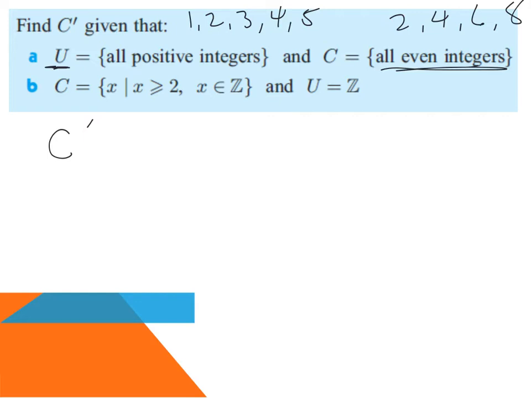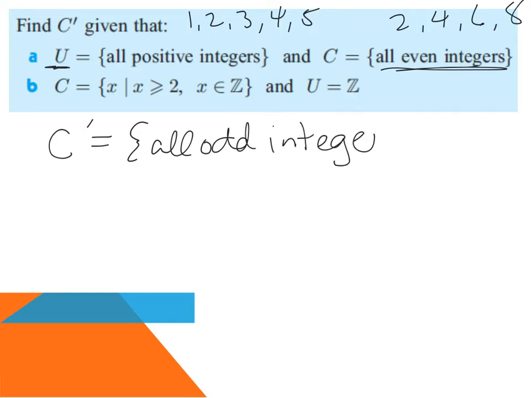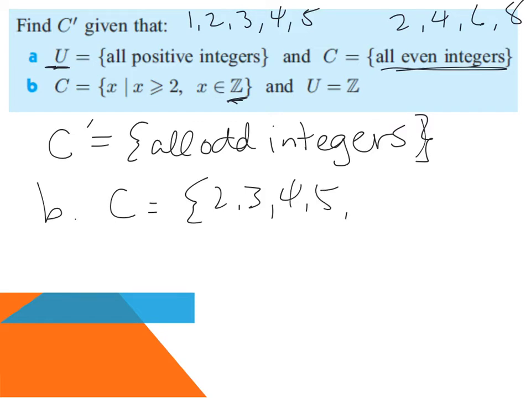universal set is all positive integers and set C is all even integers, then the complement of C has to be all odd integers. So what is in the complement of C is everything that's not in set C that is in set U. So then if we look at the second one, C is going to be the set of all x such that x is an integer and x is greater than or equal to 2. So if we look at C for part B, it's going to be 2, 3, 4, 5, on and on, all the integers greater than or equal to 2.